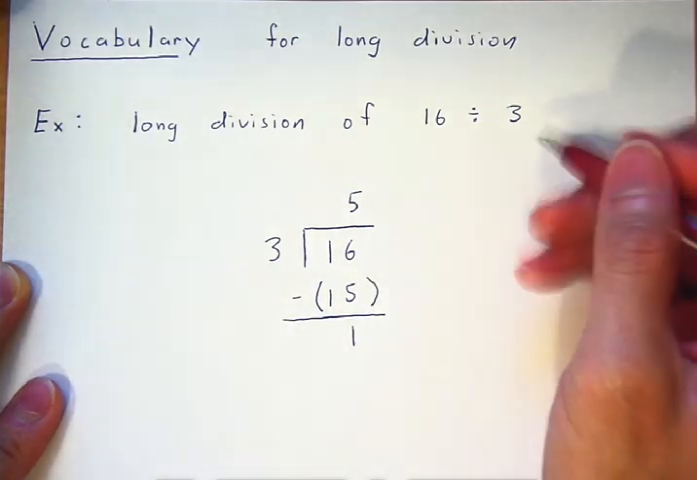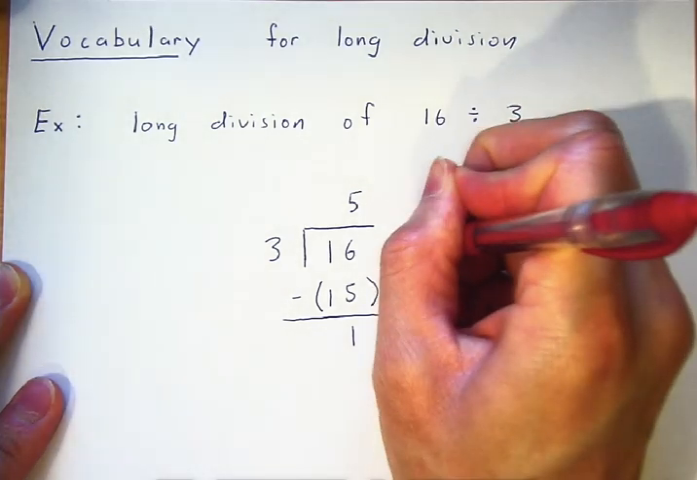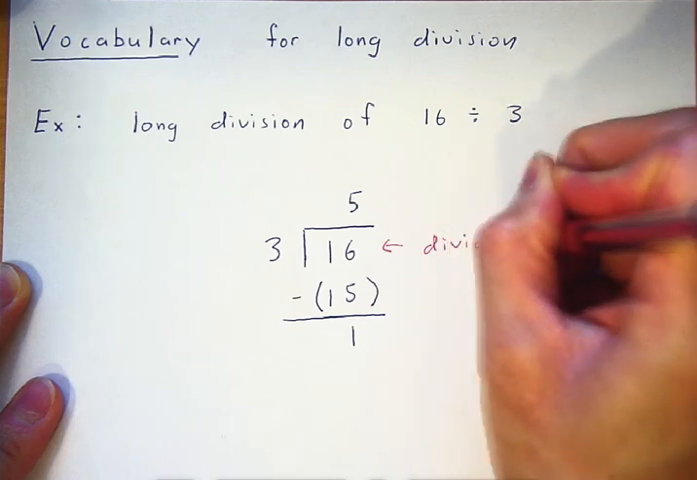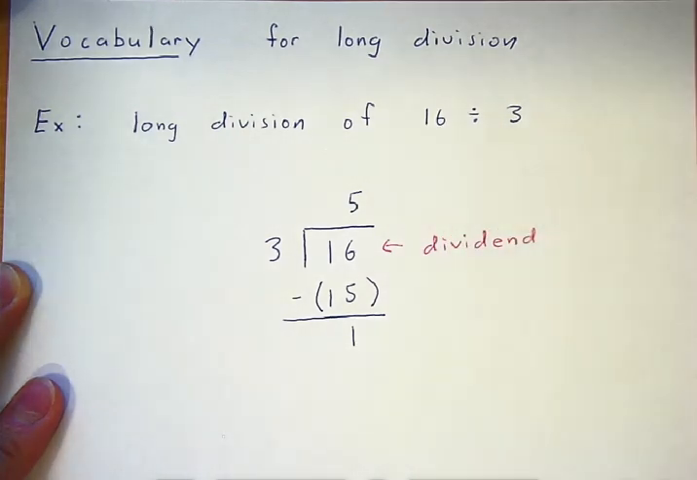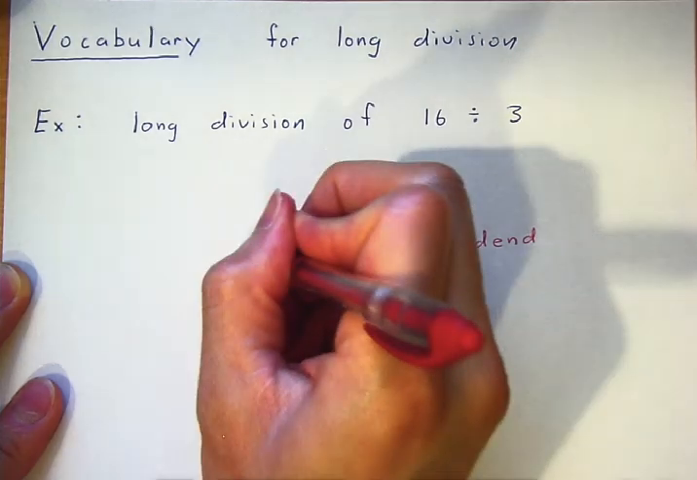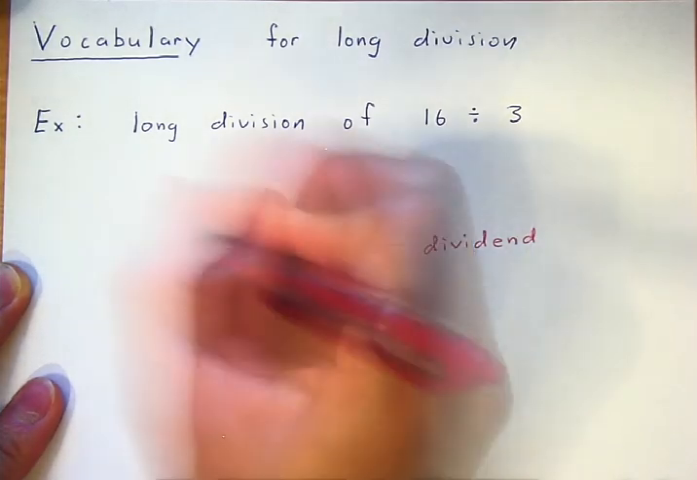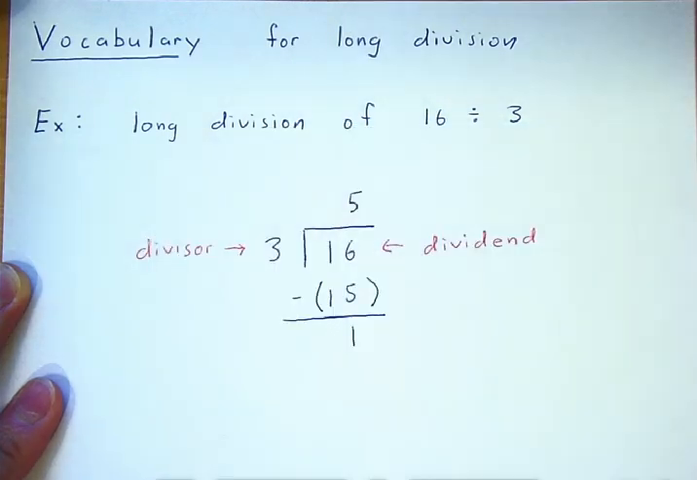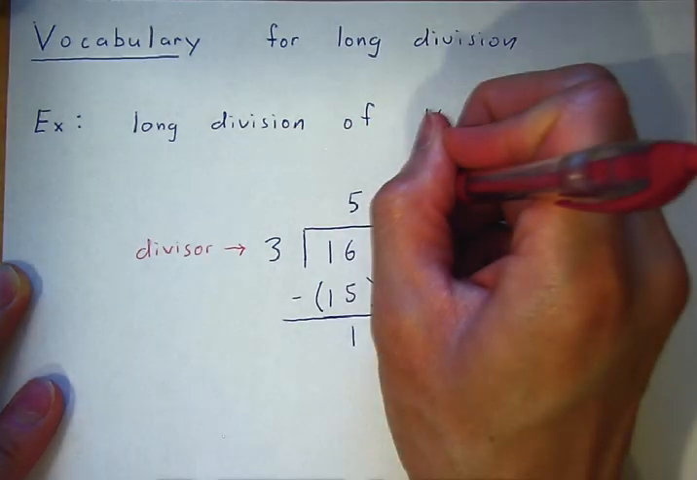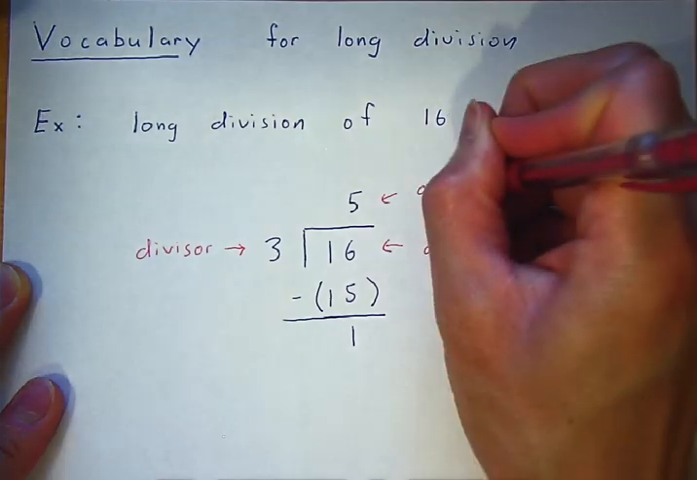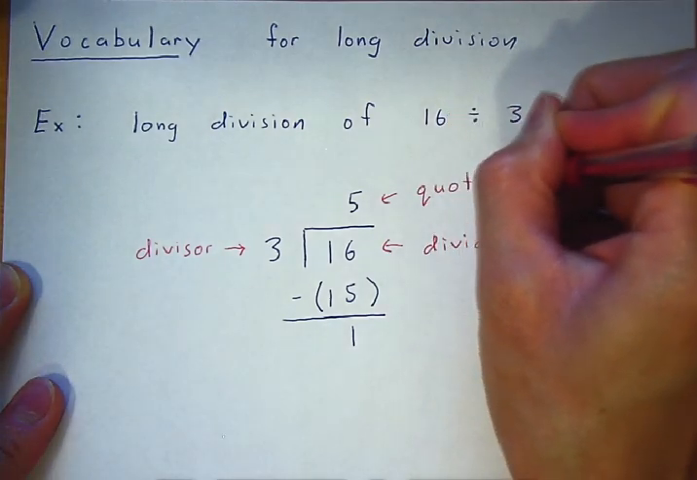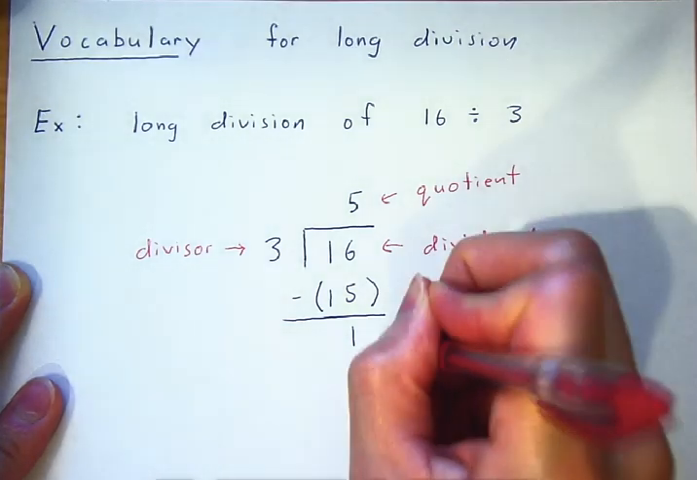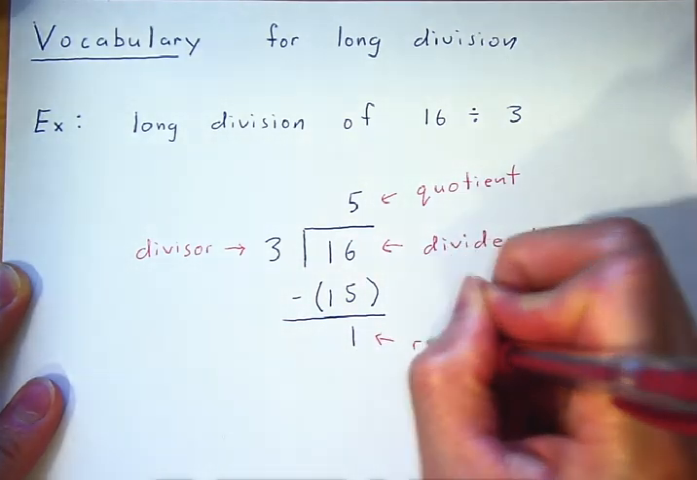Vocabulary here. The 16 is called your dividend. Your 3 is called your divisor. That 5 is your quotient. And the thing we end up with here at the end is called your remainder.